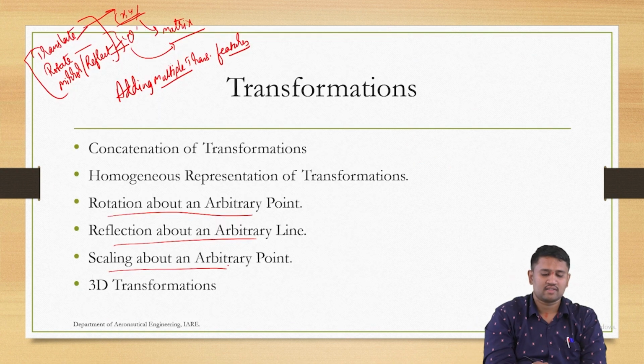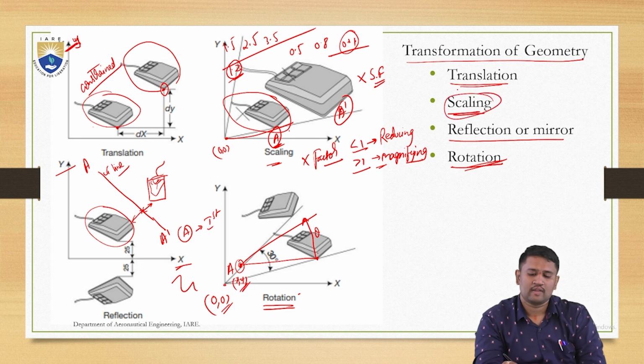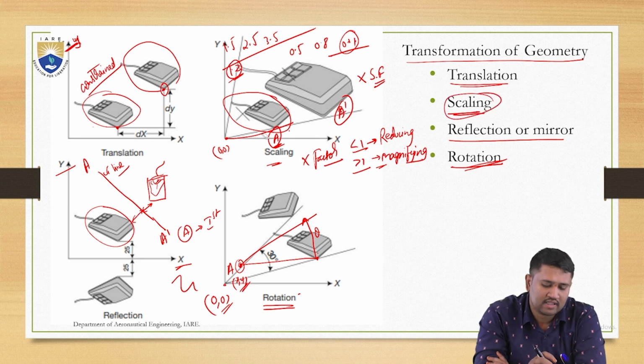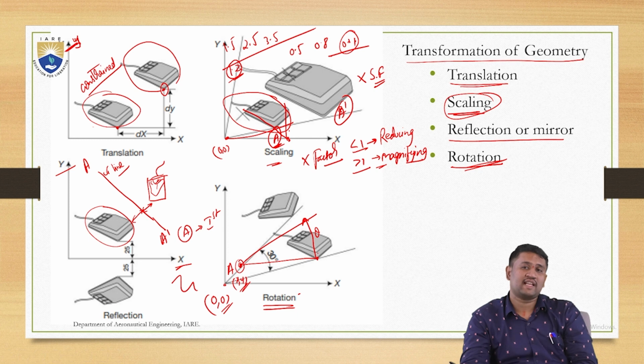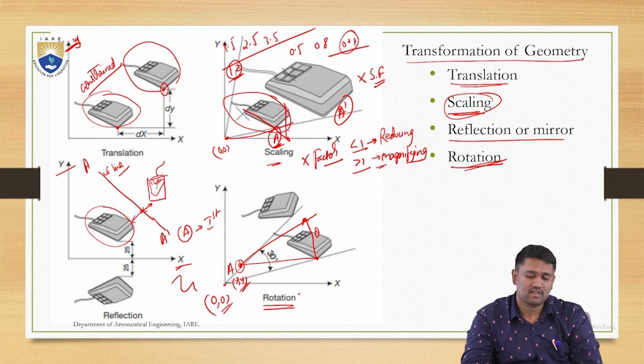Last is your scaling. Scaling about an arbitrary point, right? Now under the scaling, as we discussed earlier, the scaling from an arbitrary point. If you are scaling at this particular point, then the scaling factor applied from the point will be different compared to your Cartesian system. From your Cartesian system, you can see the scaling factors applied uniformly, whereas depending on the type of point from which you are starting your scaling, the size as well as the orientation of the object will also change.